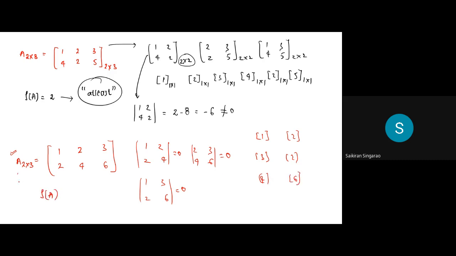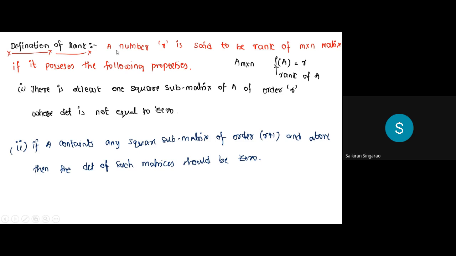So what can I say the rank of A is? What is the rank of this A? So the rank of this A is 1. Now let us read the definition. A number R is said to be the rank of an M cross N matrix if it possesses the following properties. What are the properties, sir?